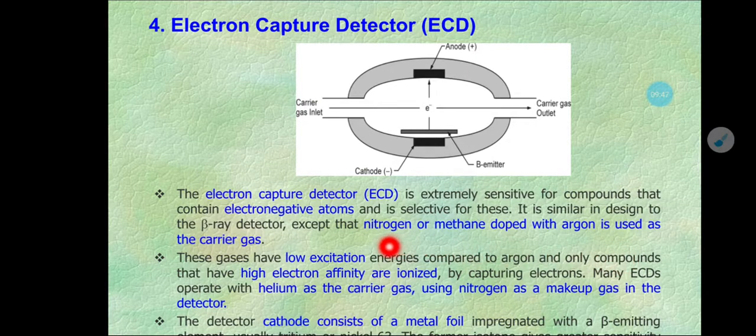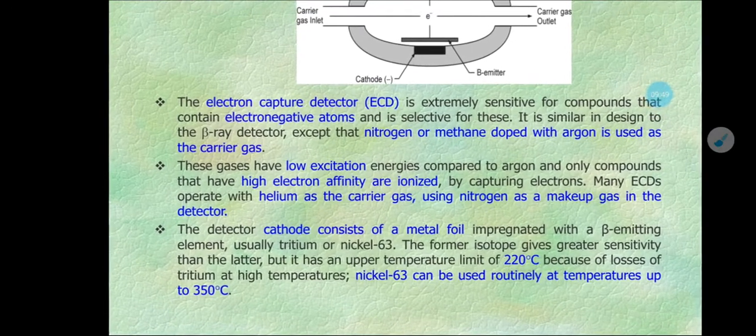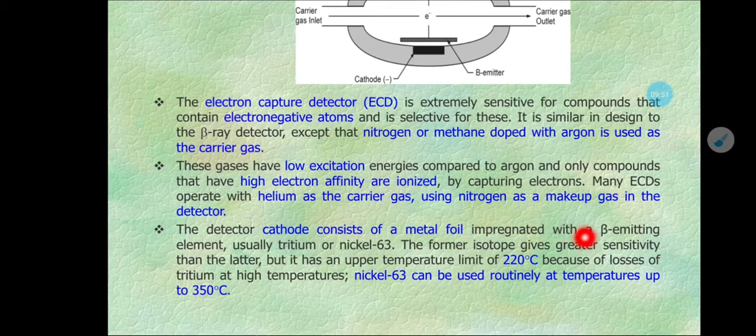Many ECDs operate with helium as the carrier gas, using nitrogen as makeup gas in the detector. The detector cathode consists of metal foil impregnated with a beta emitting element, that means electron emitting, usually titanium tritide or nickel 63. The former isotope gives a greater sensitivity than the latter, but it has an upper temperature limit of 220 degrees because of losses of tritium at high temperature. Nickel 63 can be used routinely up to a temperature of 350 degrees Celsius.